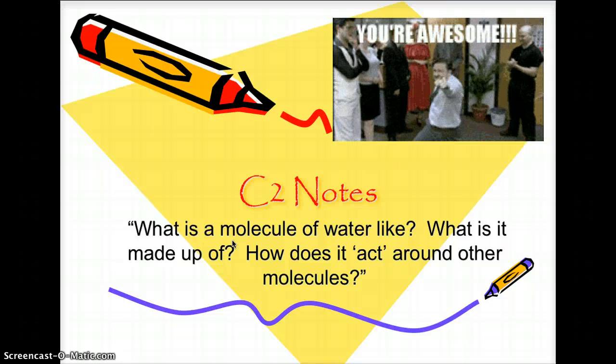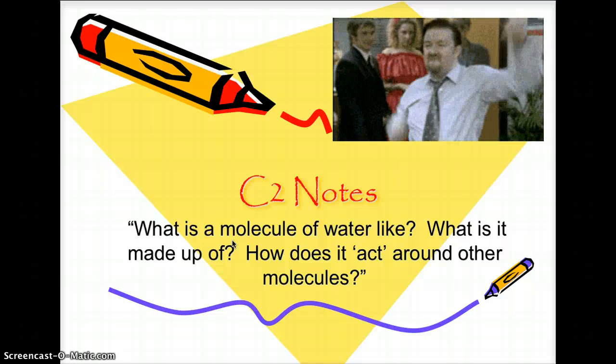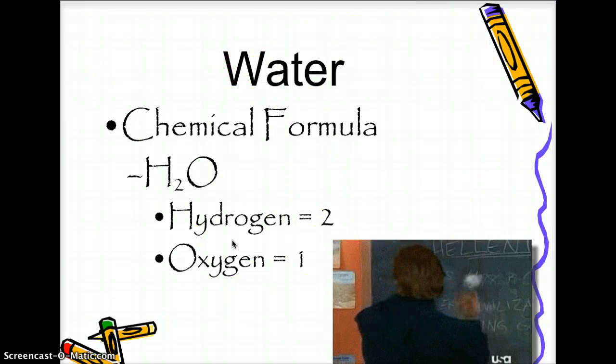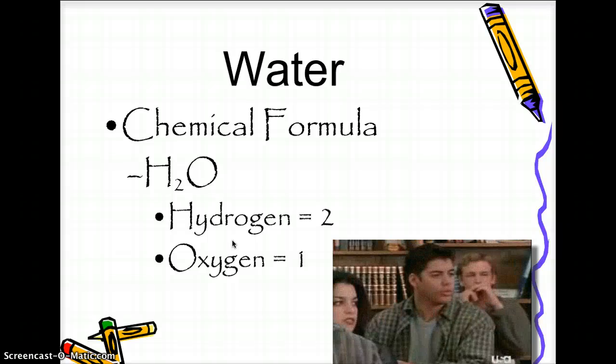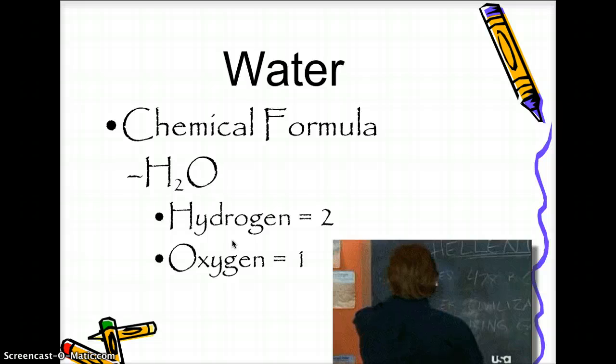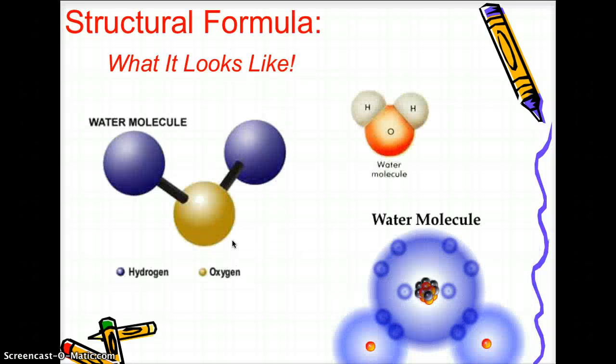So here's the question. What's water like as a molecule? What's it made up of? How does it act around other molecules? So, no shock to anybody, the chemical formula for water is H2O. That's 2 hydrogen and 1 oxygen, something you probably all learned in elementary school. But you might not have been aware of what it physically looks like. This is how it's put together. The oxygen is here.